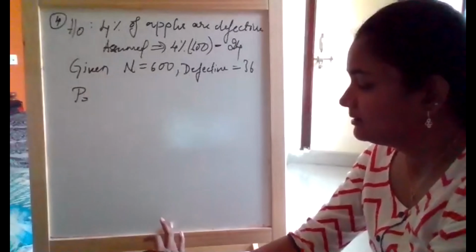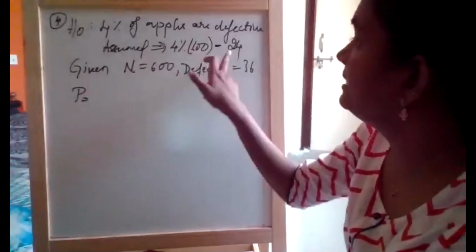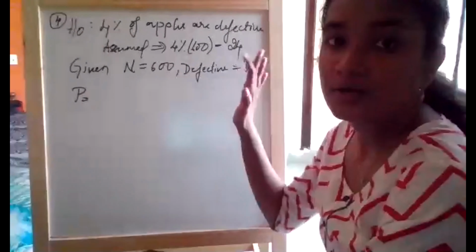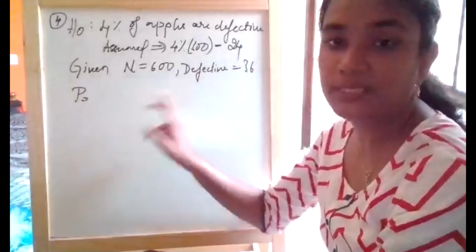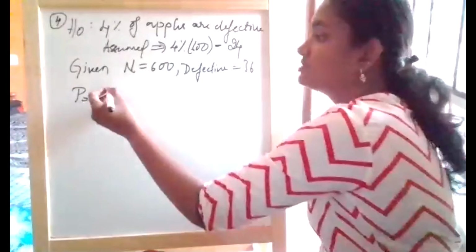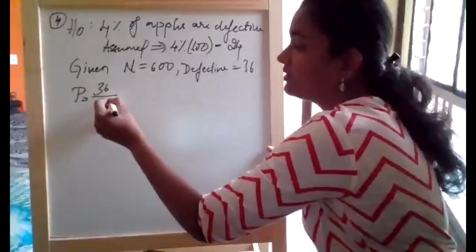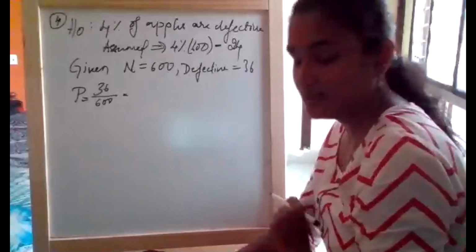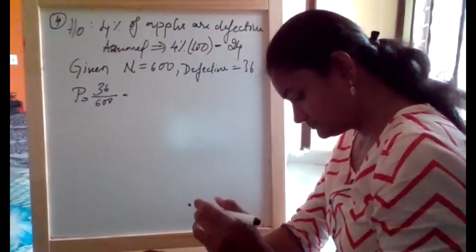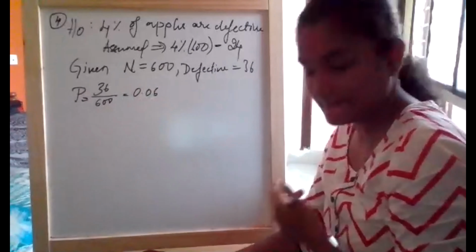P means success rate. Every time, girls, in order to find out P, there are two values. One is 24 and one is 36. Don't go with the assumed value. P will always be derived from the given value only. So the number of favorable cases are 36 divided by the total number of cases, 600. So now what is the fraction here? 6 by 100, 0.06.